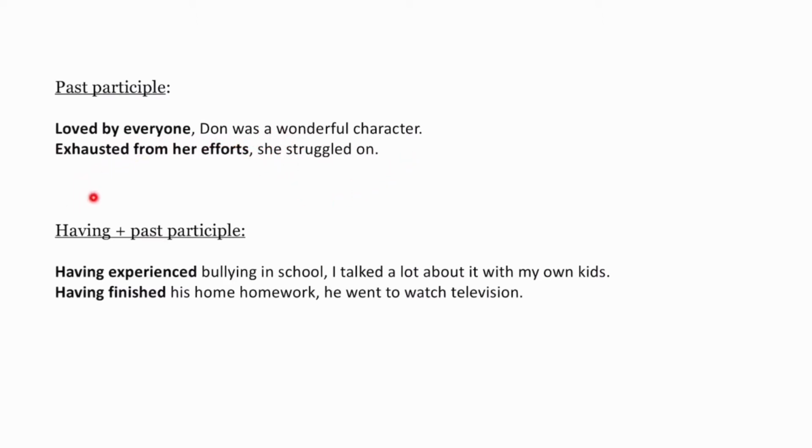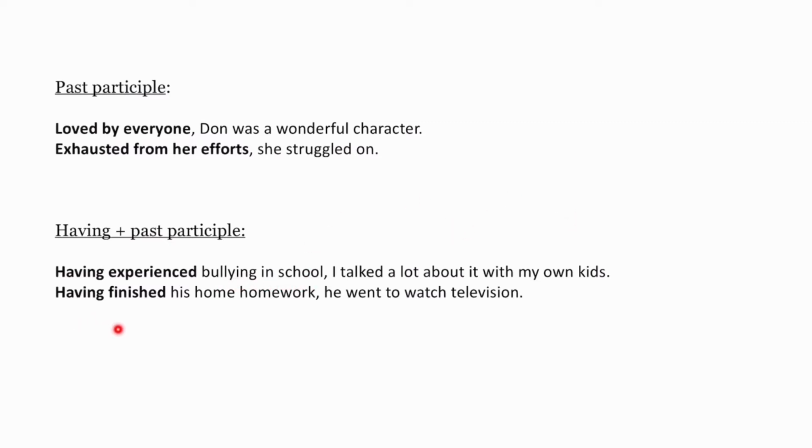And here we have having plus past participle. And this is mostly known as the perfect participle. And so here, you can use the perfect participle to either show a sequence of actions or to show a cause of the action. So here first we have, having experienced bullying in school, I talked a lot about it with my own kids. So this person talked about bullying with their kids because they experienced it in school. So here we have the cause.